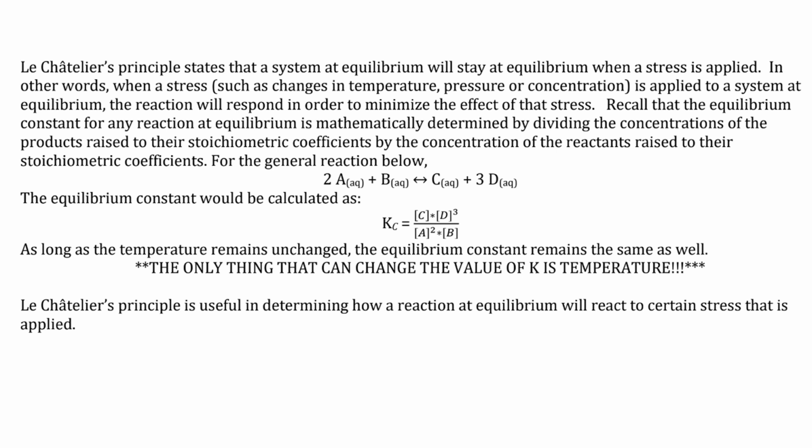The equilibrium constant for a reaction is mathematically determined. You have the concentration or partial pressure of your products, all raised to their stoichiometric coefficients, and then you divide that by the concentration of the reactants, also raised to their coefficients. So here's an example. You should know how to read and interpret that.